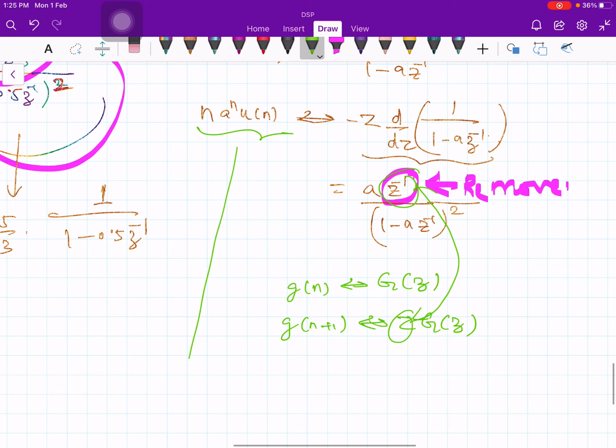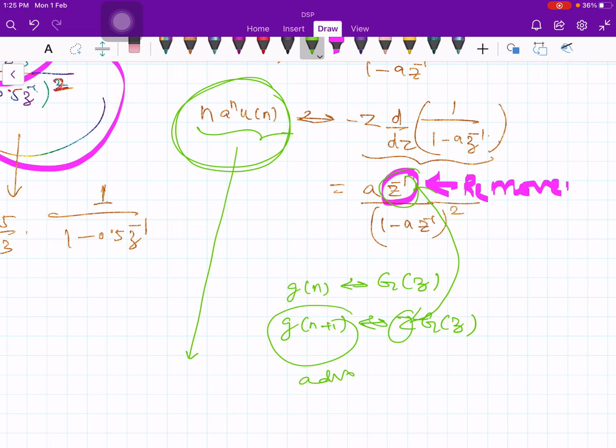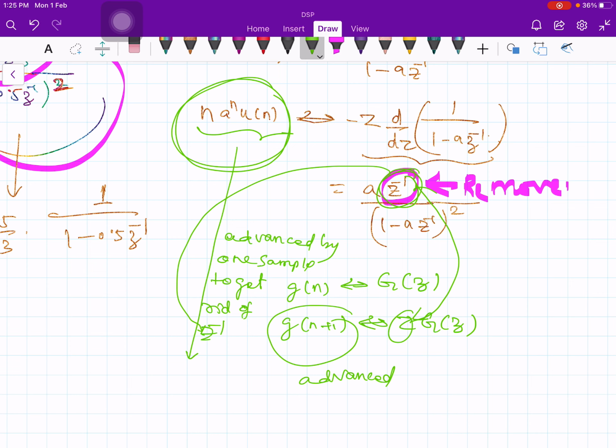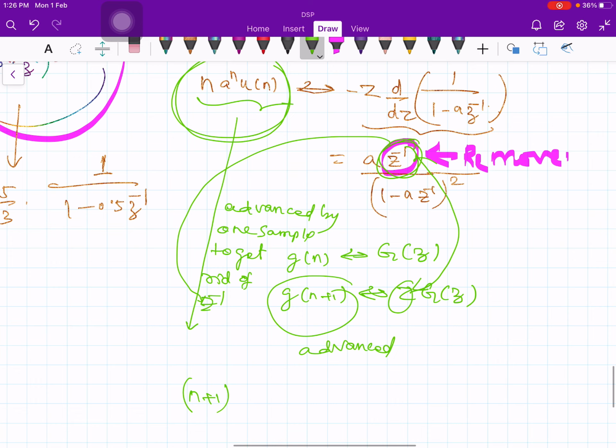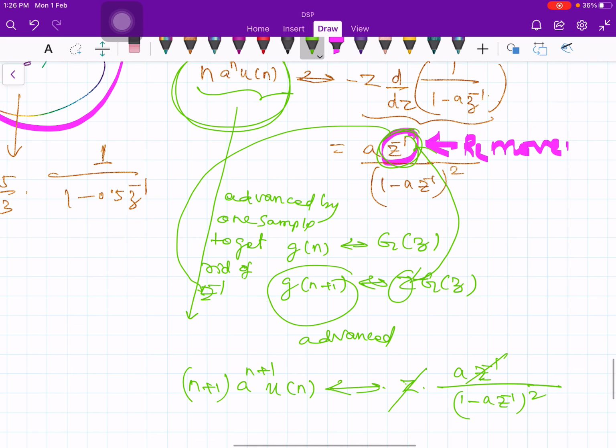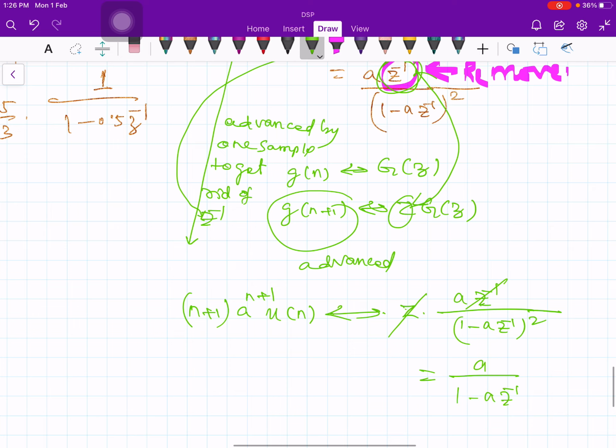Therefore this sequence you advance by 1. If the z inverse has to go, then the sequence here should be advanced by 1 sample. See, this is advanced by 1 sample. Similarly, this is also advanced by 1 sample, to get rid of this z to the minus 1. Therefore, you write n plus 1 times a to the n plus 1 u of n. If you take z transform of this, it is going to be z times a times z to the minus 1 divided by 1 minus a times z to the minus 1 whole square. Now this z and that z will get cancelled. So this is equal to a divided by 1 minus a times z to the minus 1 whole square. Fine.